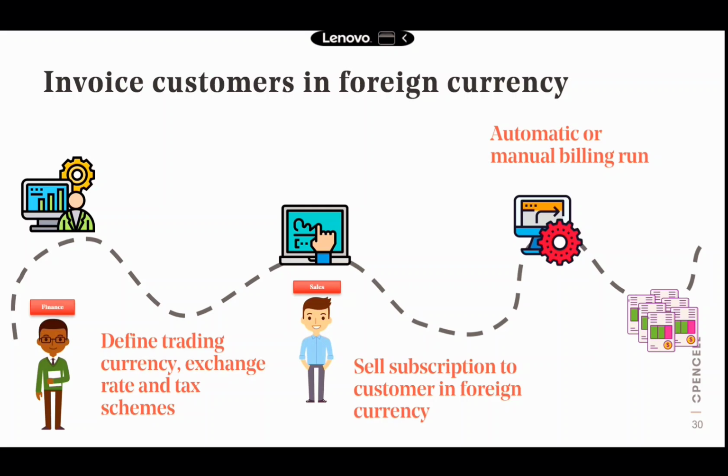First, we must decide. Here is the finance guy talking. You must decide in which currencies you want to do business. They will have their own currency, of course, which we call functional currency. This is a currency in which the company accounting is done. But you can also decide to sell to some customers in other currencies.